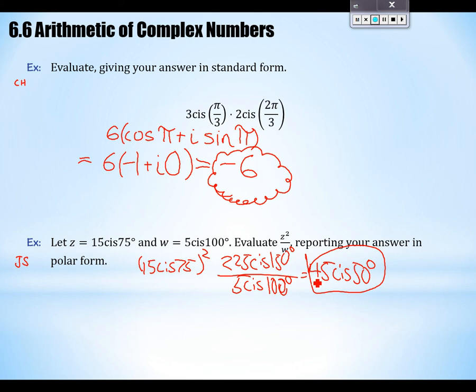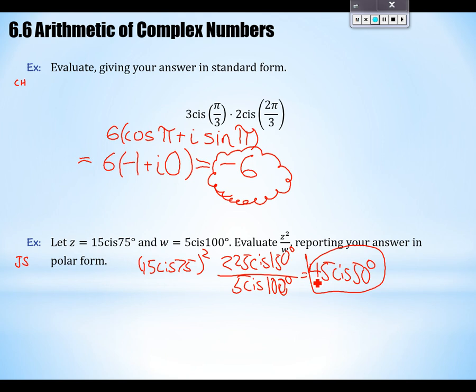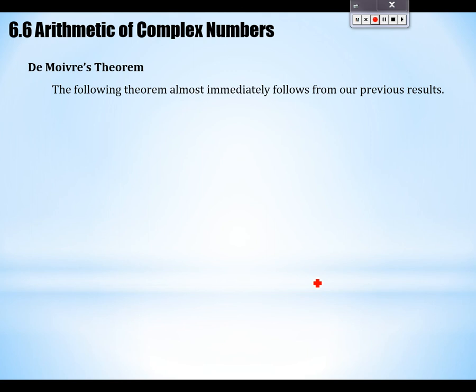Is that okay with Justin's work? So he first squared the numerator, z squared, right? It's 15 times 15, and cis 75 plus 75, and then he divides using division. We're doing 225 divided by 5 is 45, and 150 minus 100. Okay, so this follows from the conversation we just had verbally, but this follows immediately from the previous result.